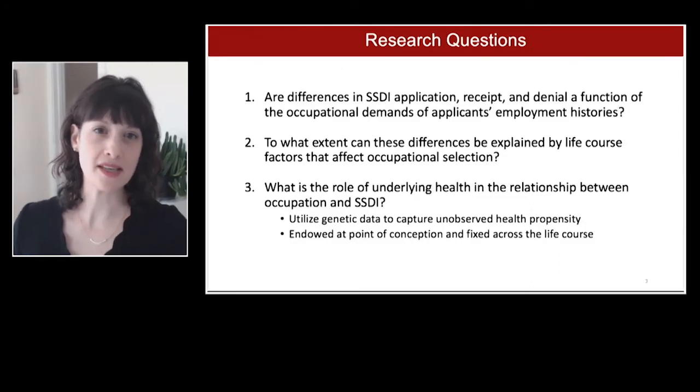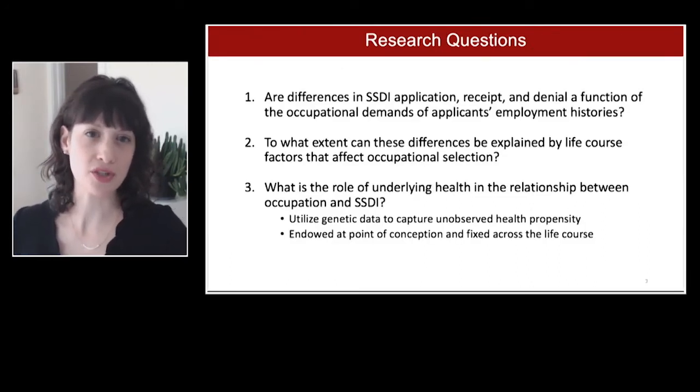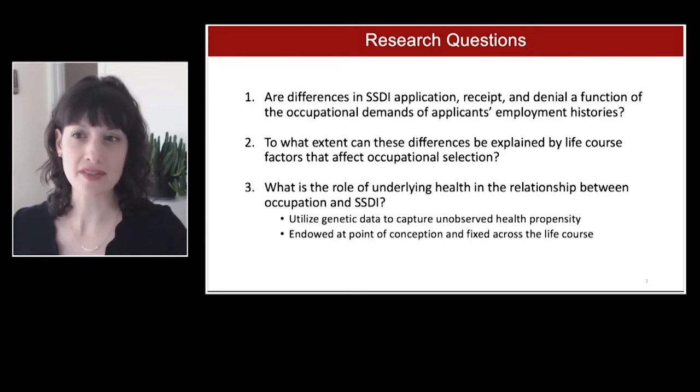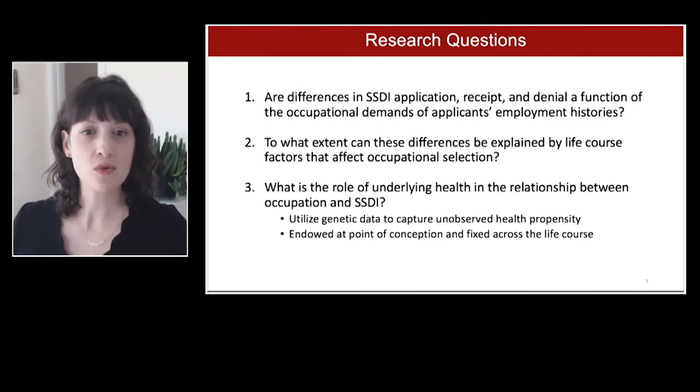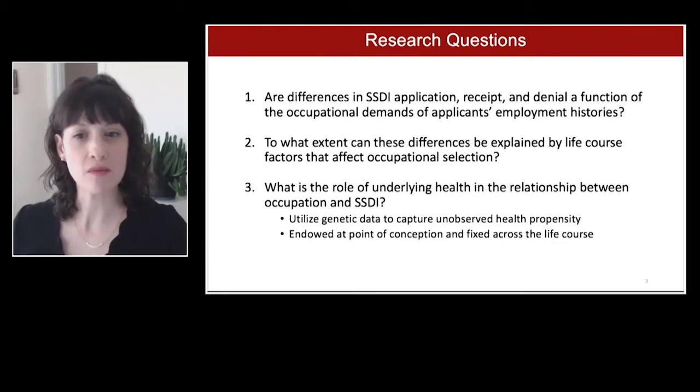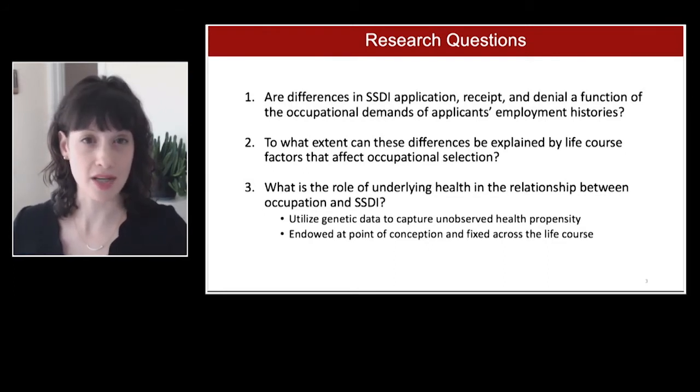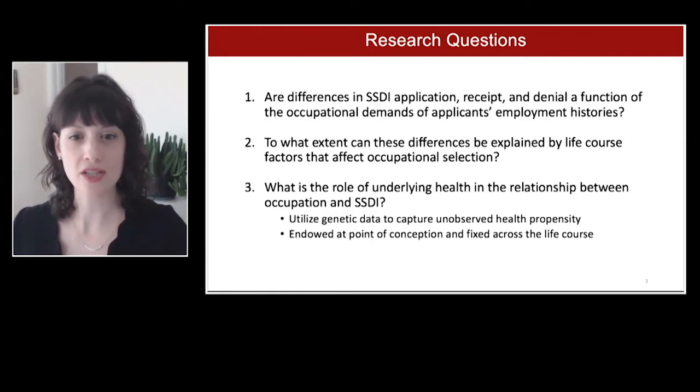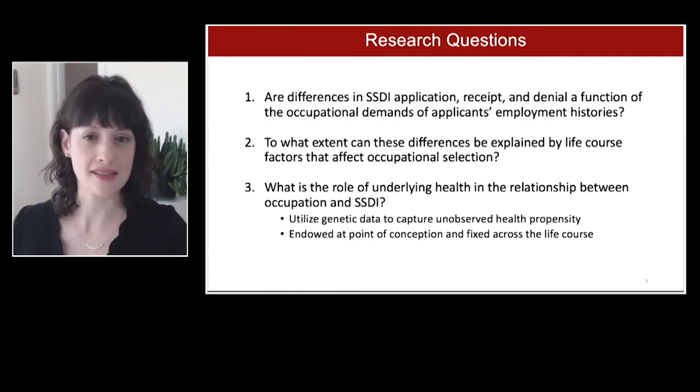So we explore these hypotheses through 3 research questions. The first is, are differences in SSDI application, receipt, and denial a function of the occupational demands of applicants' employment histories? The second is, to what extent can these differences be explained by life course factors that affect occupational selection? And the third is, what is the role of underlying health in the relationship between occupation and SSDI?